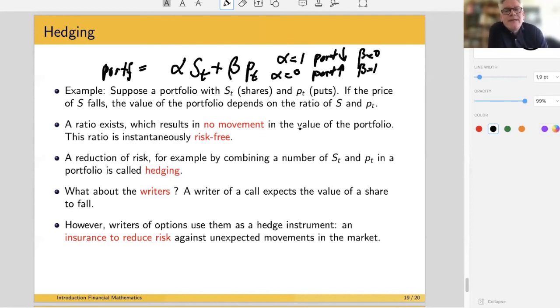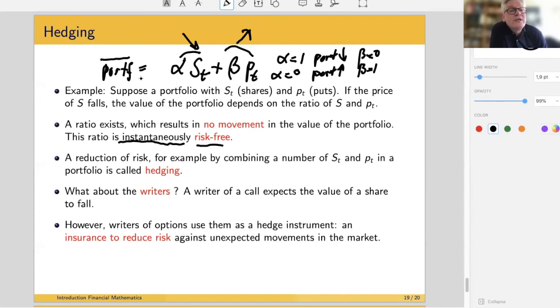So you can imagine that the value of the complete portfolio depends on the ratio between stocks and puts. If you have more stock, it will go down. If you have more puts, it will go up. So you can imagine that there's a ratio between the number of stocks and the number of puts in your portfolio, which results in instantaneously no movement in the portfolio. Exactly the amount by which this part goes down would be exactly the amount by which this part would go up. It is instantaneous because a little time later, this can be not risk-free, but in principle, you can imagine that there is an exact ratio between the number of stocks and the number of puts that results in no movement in the portfolio.